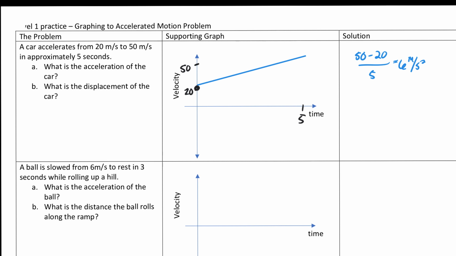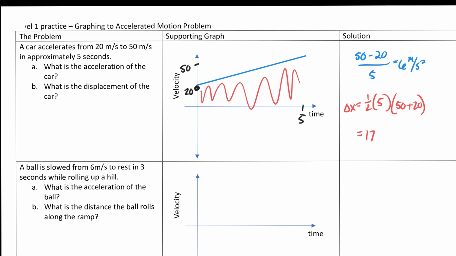What is the displacement of the car? Area, which is just the trapezoid formula. So delta x equals 1/2 times 5 times 50 plus 20, or 20 plus 50. So 70. 70 times 5 is 350. Half of 350 is 175. That's what you were asked to do.